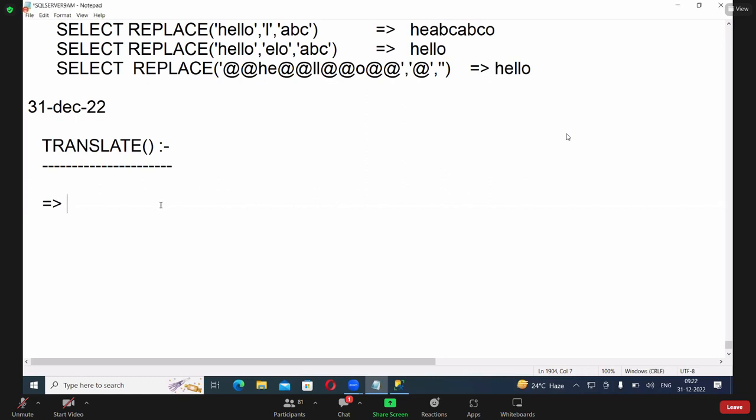Now translate function. And what is translate used for? Translate is used to translate one character to another character.